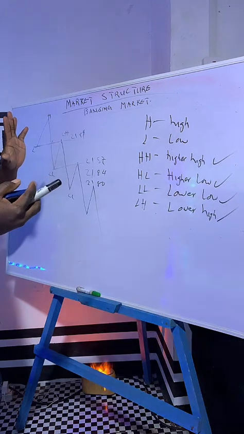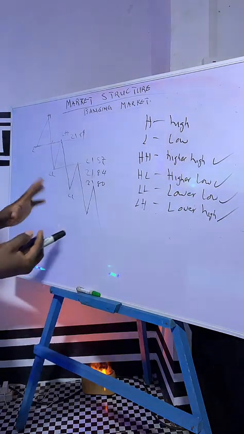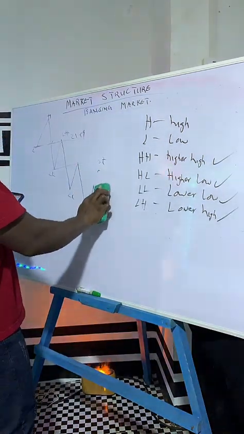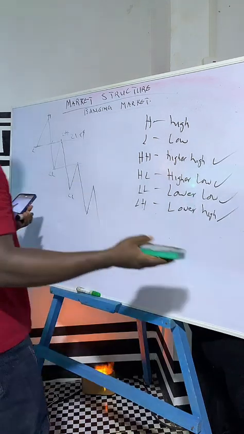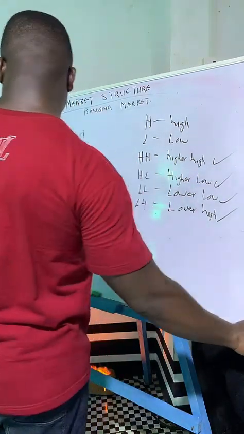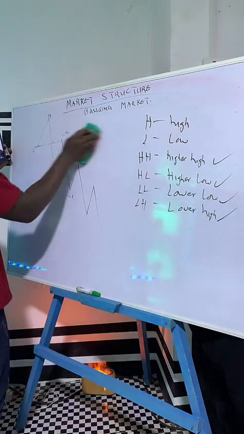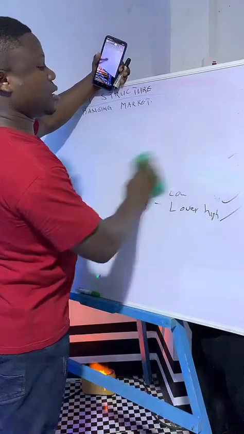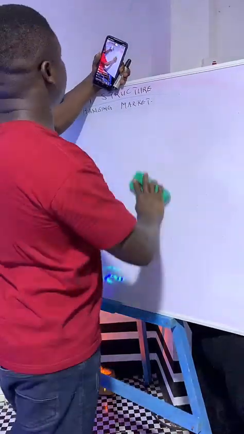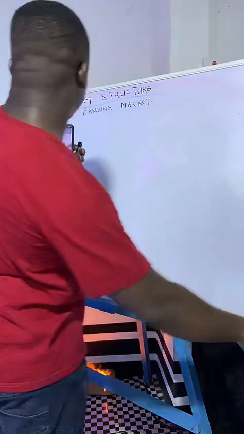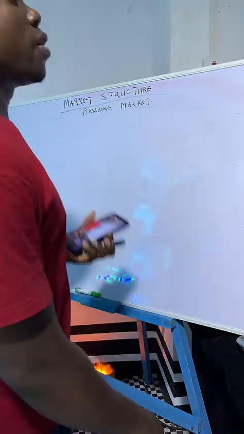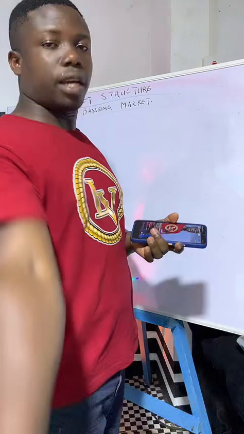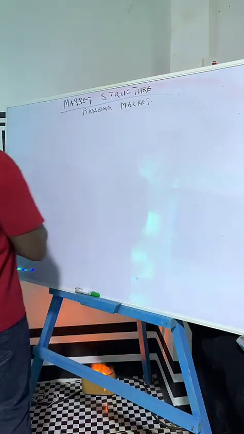Bro, is it clear? Is it clear? Guys, talk. Okay, it's clear. All right, so we are done with trending markets. That was yesterday's activity. So today we are tackling ranging markets. Guys, please, when I ask is it clear, let me know. React to it so that we know that you guys understand. Then we go to the next step.